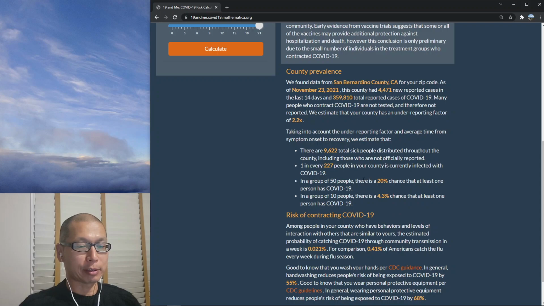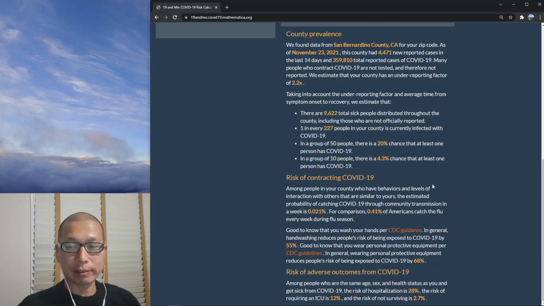In a group of 10 people, there's a 4% chance. So if you had Thanksgiving in person, depending on where you are in the country, there's probably a 4 to 10% chance that you had someone with COVID that didn't know it or did know it in that party. And so amongst people in your county with behaviors and levels of interaction similar to yours, so depending on what I'm doing, what kind of activities I'm engaged in, I'm going to work in person and things like that, your probability of catching COVID-19 in any given week is 0.021%, so not extremely high.